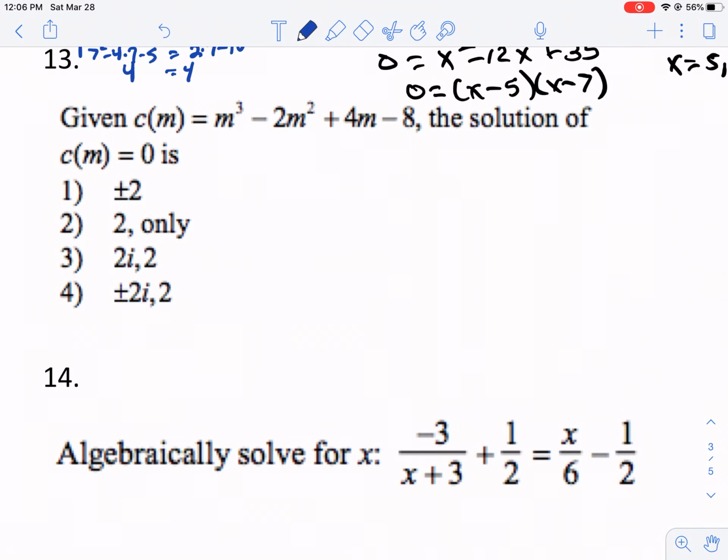13. Given that function, the solution of c of m equals 0. So they want the c of m to be a 0. So where I see c of m, I'm going to substitute a 0.